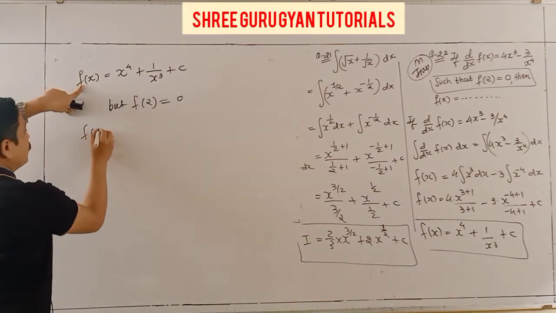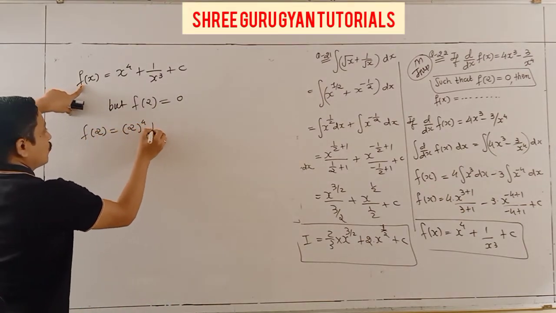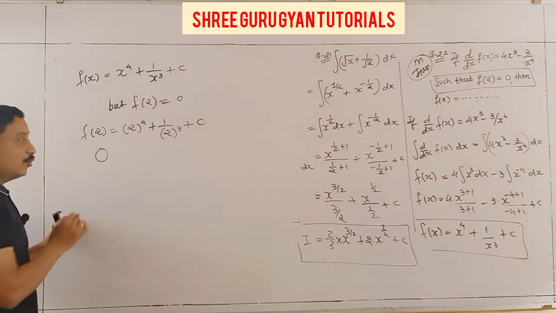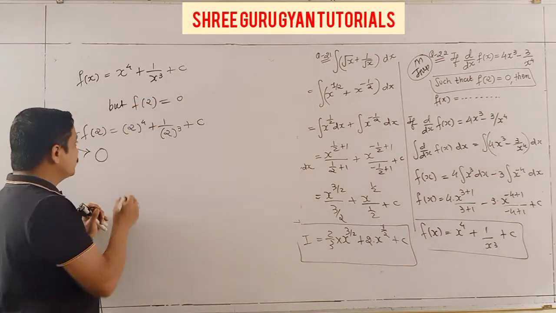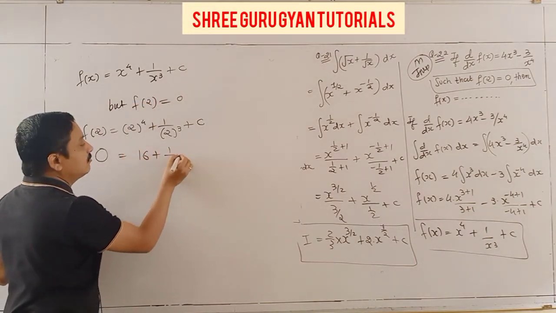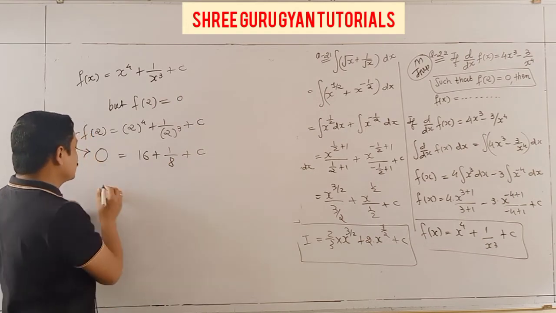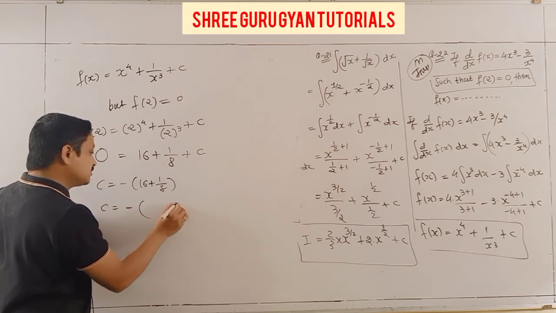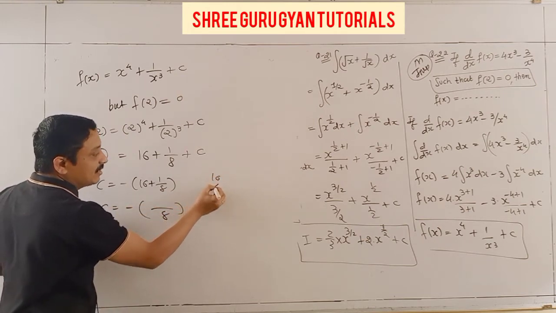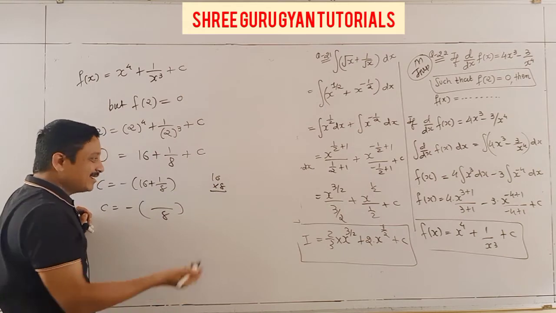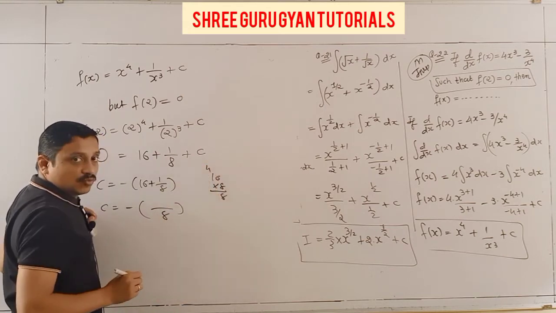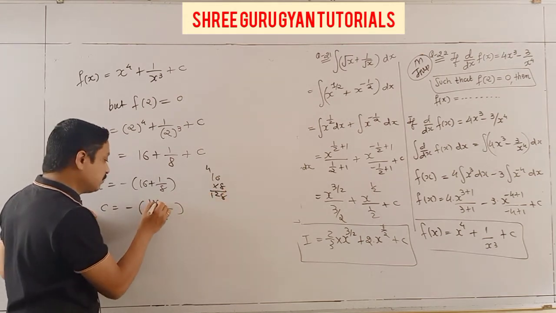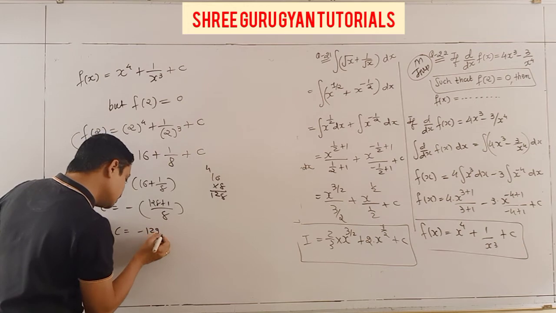So here operate f(2): 2 raised to 4, 2 raised to 3 plus c. And f(2) is what? 0, that is given. So here 2 raised to 4 is 16 and here 1 by 8. So c is equal to what? 16 plus 1 by 8 with a minus sign coming. 16 times 8 is 128, and plus 1. So c becomes minus 129 by 8.